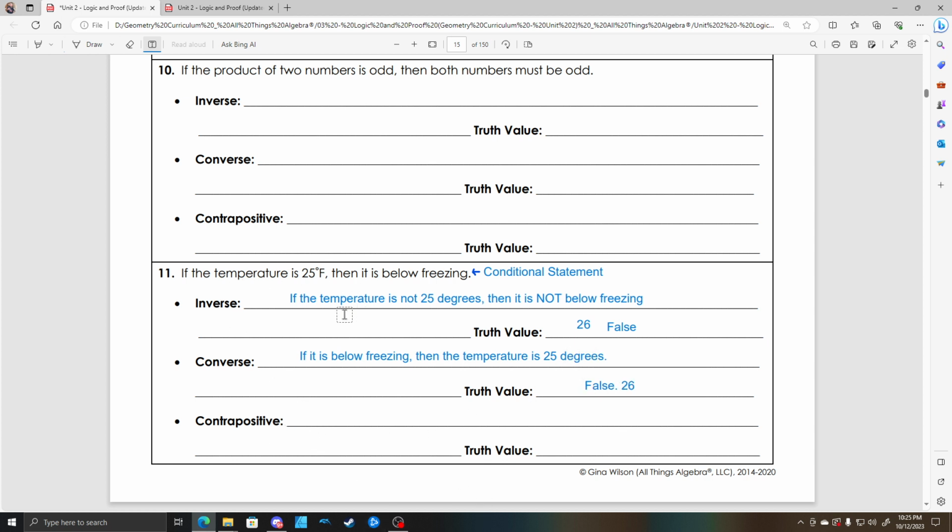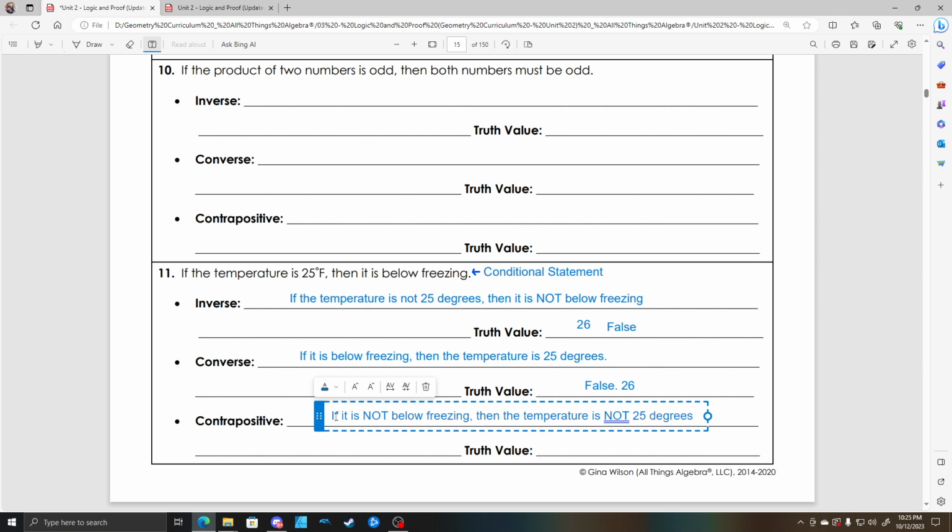All right, now the contrapositive is the inverse and the converse combined, essentially. We're going to flip the hypothesis and conclusion, and we are also going to negate both sides. So in this case, it would be if it is not below freezing, then the temperature is not 25 degrees. Now let's think if this one makes sense. If it is not below freezing, which would mean it's above freezing, then the temperature is not 25 degrees. Well, if it's above freezing, then it has to be above 35 degrees. So it's definitely not 25 degrees. So this actually makes sense. So this one is actually true.